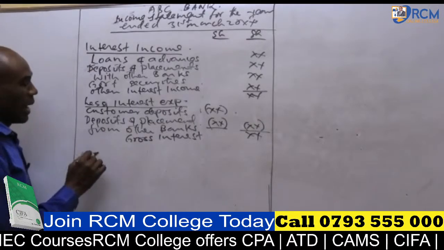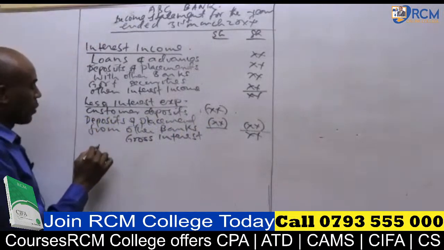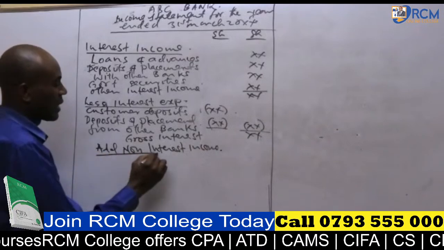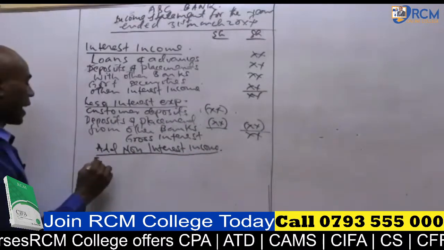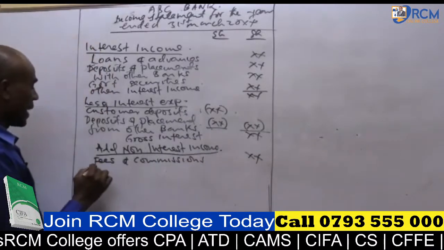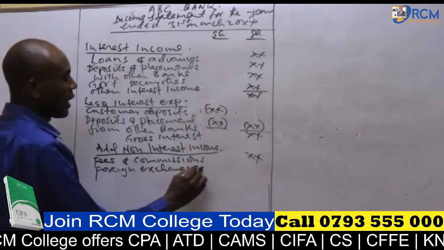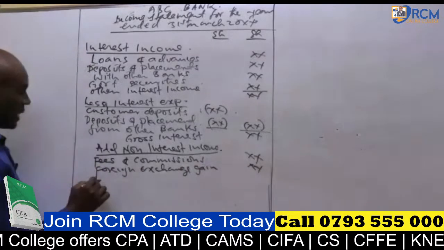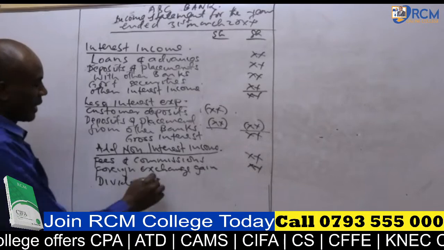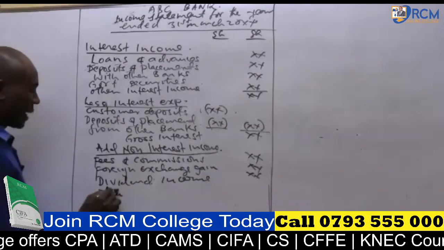Then we come to add other incomes, non-interest income. That is normal operating income, like fees and commissions, foreign exchange gains, and we have dividends there. Dividend income. Those are some of the incomes that we get. Then other operating incomes.